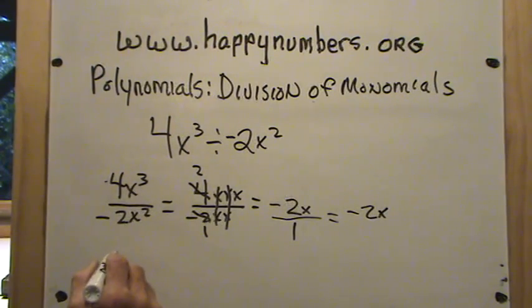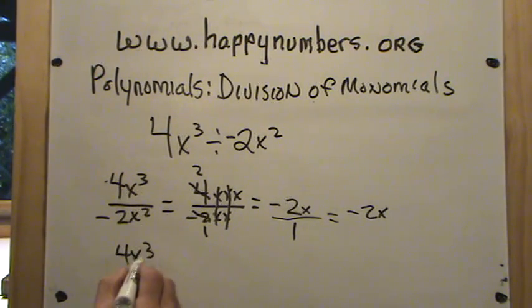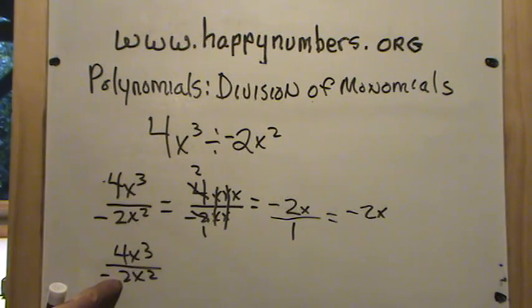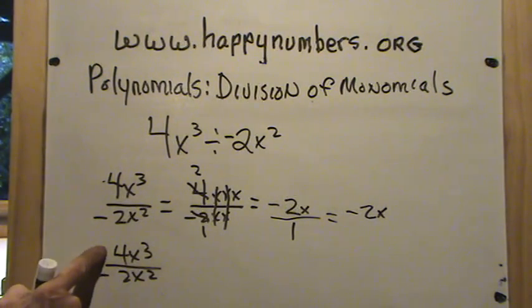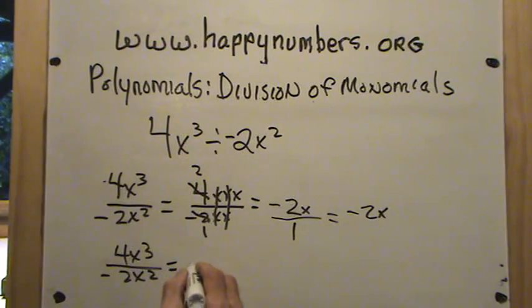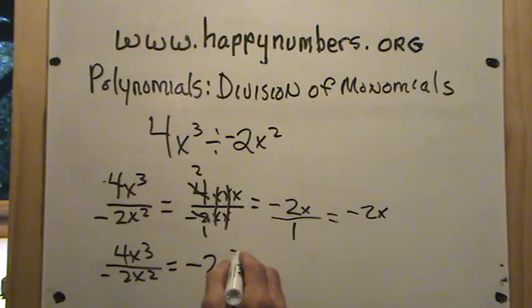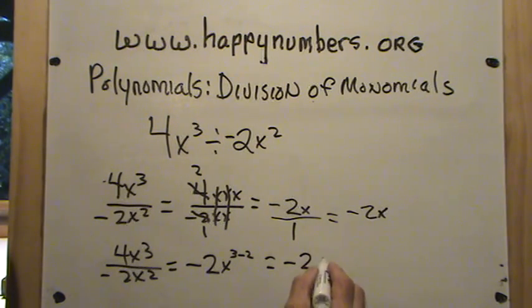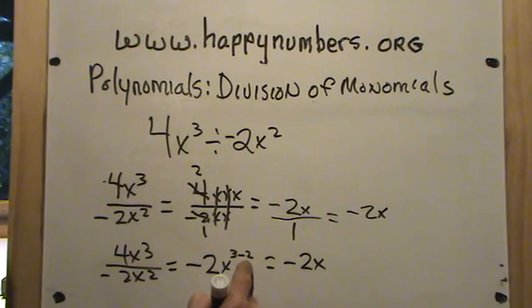So let's look at the problem again. 4x to the third divided by negative 2x squared. Another way we could do it is we could just deal with the coefficient. Negative 2 goes into 4, would be negative 2, to the x to the 3 minus 2, which would be negative 2x, because if I subtract 2 from 3, I just get the 1x.